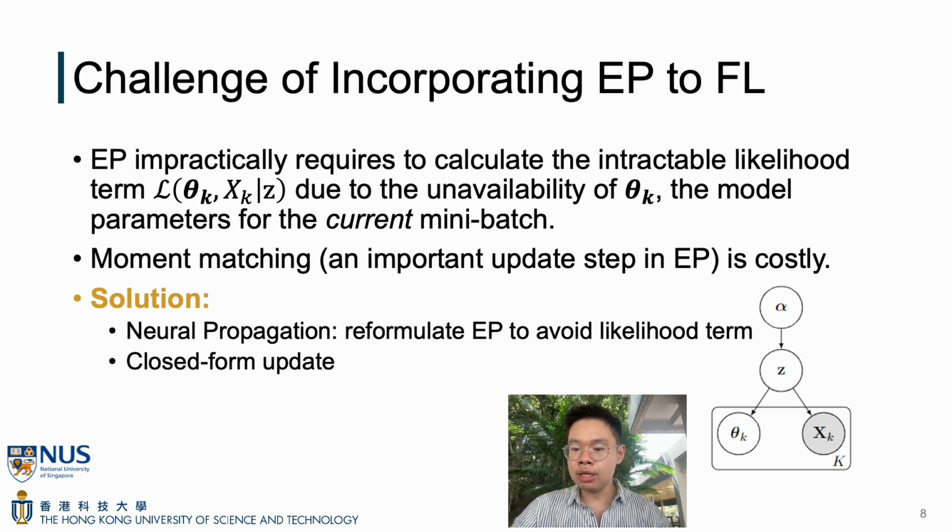To overcome these challenges, we formulate EP by factorizing the latent global data distribution into a special form, such that the likelihood term is not required. Based on such factorization, we propose a closed-form update for estimating the global data distribution efficiently.